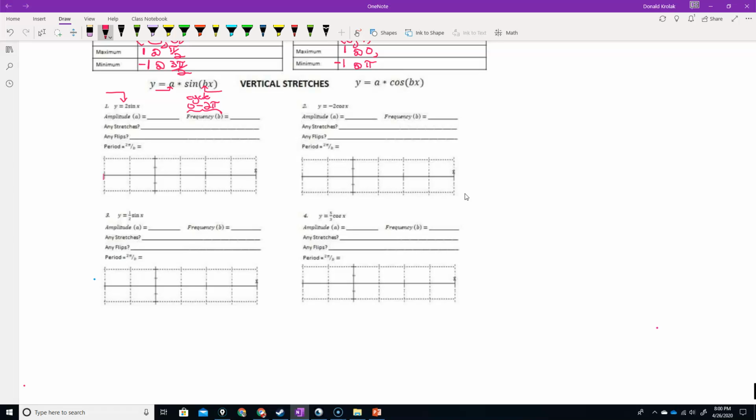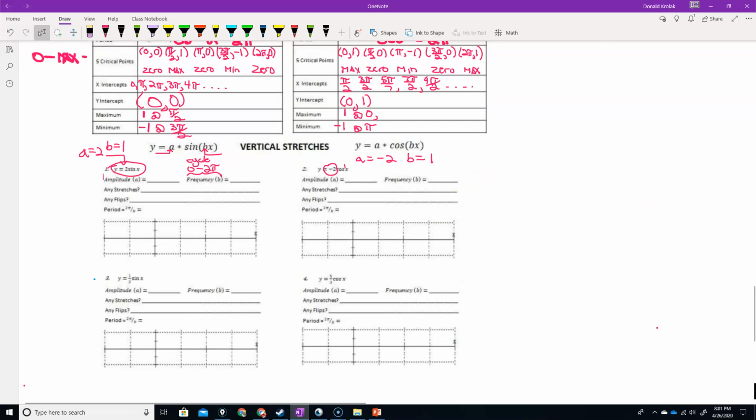Okay, so right now in this problem, A is equal to 2 and B is 1. In the next one over here, A is equal to -2 and for the B value, there's nothing there, so we assume that there's a 1 there. That's our frequency. How you know what these look like is if you go to that Desmos graph that I linked you to.